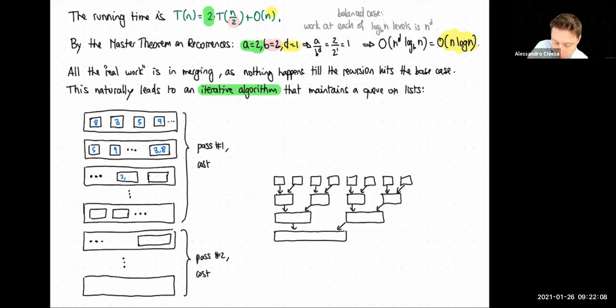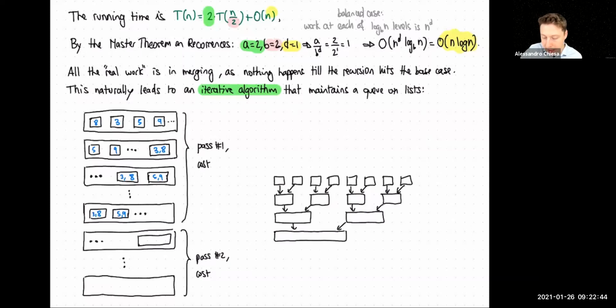Then we pop off 5 and 9, and we create a sorted list of size 2. And we continue like this until we have processed all of the pairs of single element lists, okay? And we have again at the front of the queue the list 3, 8, and then 5, 9. You can think about it as one pass on our entire list where we went from n single element lists to n over 2 two-element lists. And each of those two-element lists is sorted.